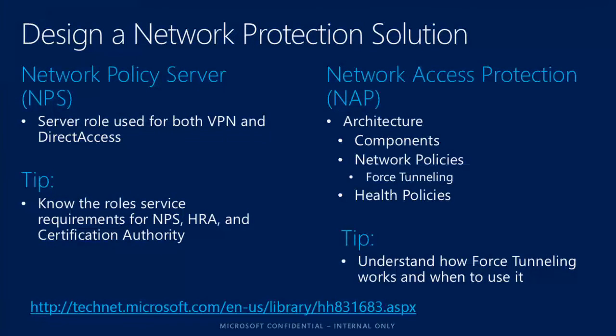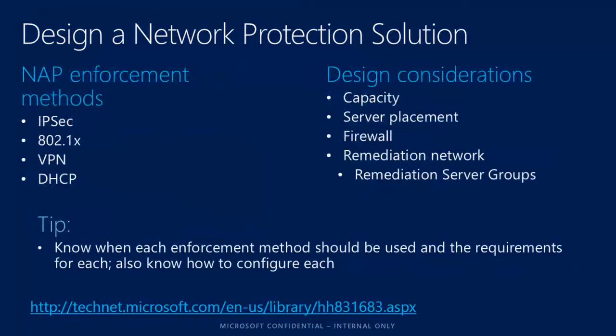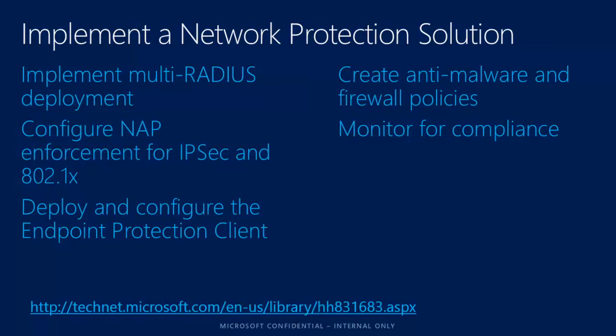Network access protection, what the architecture is, network policies, with a little sub-bullet there on forced tunneling. That might be something where I would think, what was forced tunneling again? I'm going to go look that up and spend 5 minutes reading about that. Oh, look at that. That's the tip. Understand what that is and when to use it. Network protection solution, continued: NAP enforcement methods, design considerations. The tip here is to know when to use each enforcement method and the requirements for them and how to configure them. Implementing multi-RADIUS deployments, configuring NAP, NAP enforcement, endpoint protection client, anti-malware, and monitoring for compliance.